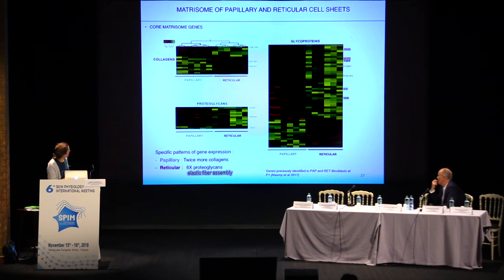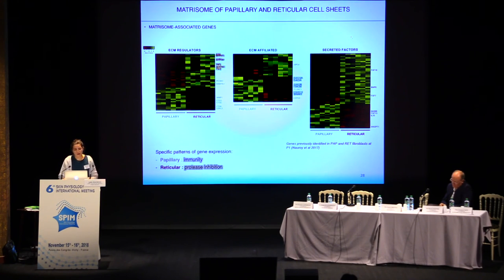Interestingly, we find twice more non-fibrillar collagens expressed in the papillary fibroblasts. And we found as well 6 times more proteoglycans that were differentially expressed in the reticular fibroblasts. And we enriched the number of genes associated to the elastic fiber assembly in the reticular fibroblasts, which are here highlighted in red. I'm still doing the same for the matrisome-associated genes, and to this day, we have very interesting leads. I notably noticed the presence of genes coding for protease inhibition in the reticular fibroblast, and notably as well identified actors of immunity in the ECM-affiliated genes.